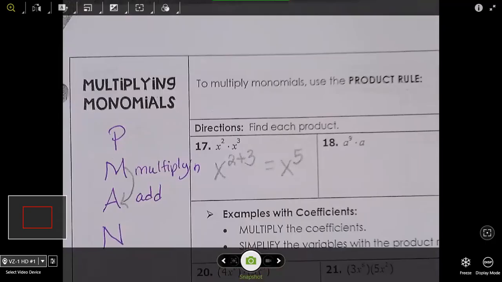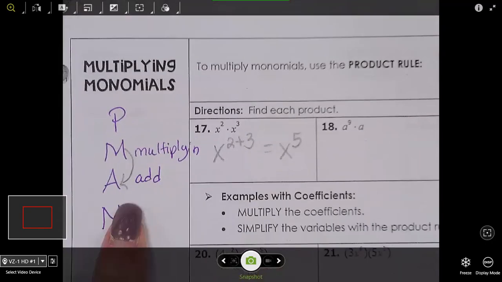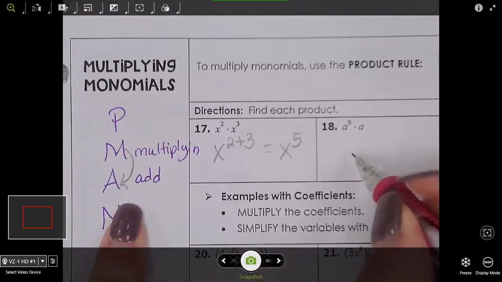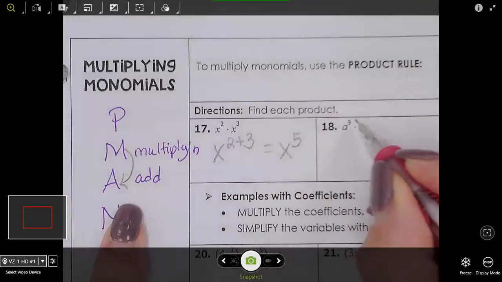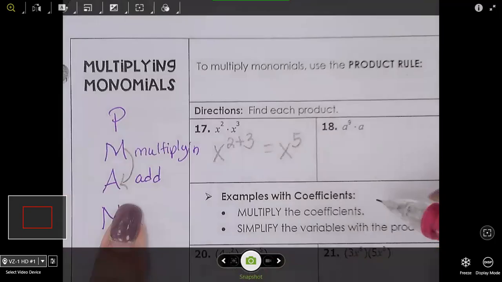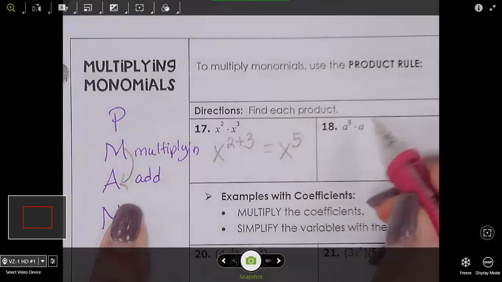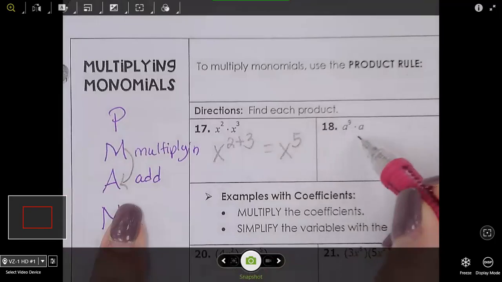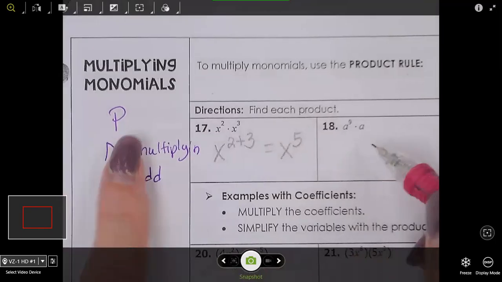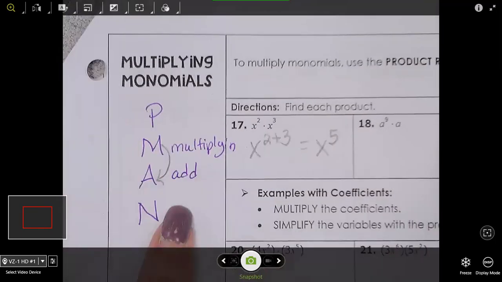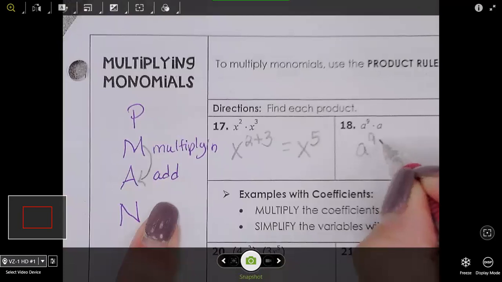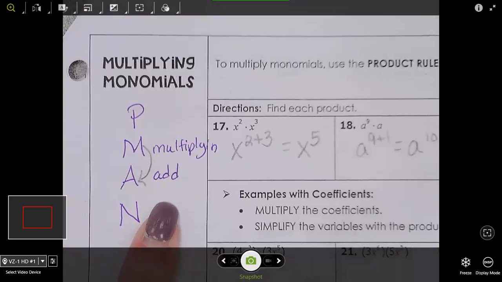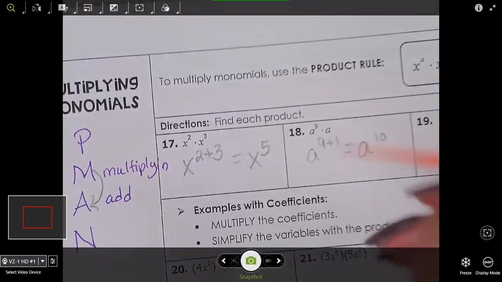But essentially I'm using P-man. Like number 18, I've got the same variable, different exponents. By the way, it doesn't matter if they're the same or not. The exponents can be the same or different. I'm still multiplying, so I'm going to add the exponents. So I have a to the 9 plus 1, which is a to the 10th. And don't forget, there's an invisible 1 right up here.